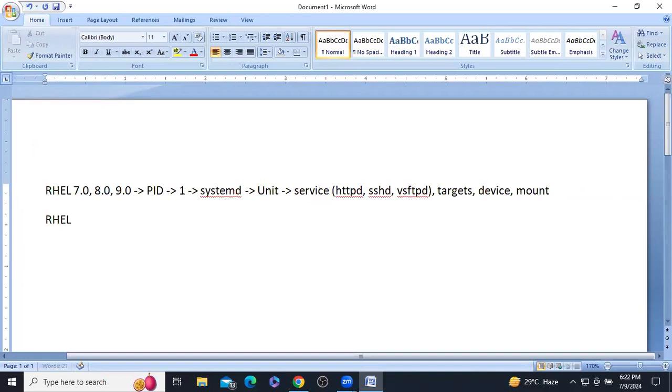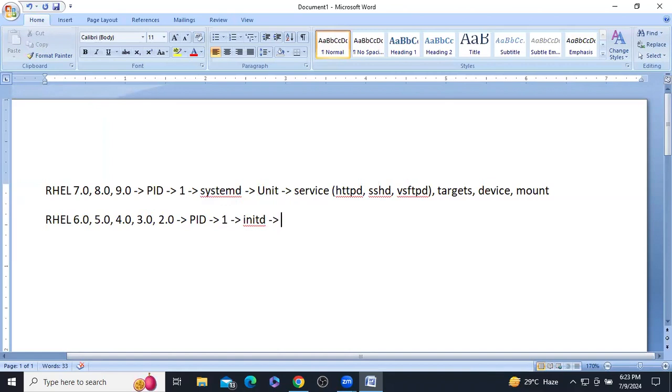Coming to RHEL 6.0, then 5.0, 4.0, 3.0, 2.0, these versions have PID 1 called initd. In old operating systems we have initd, and in new operating systems they replaced it with systemd. Got it, guys? initd stands for initialization daemon. systemd stands for system daemon. What daemons are and all that, I will tell you. Don't worry, give me some time.